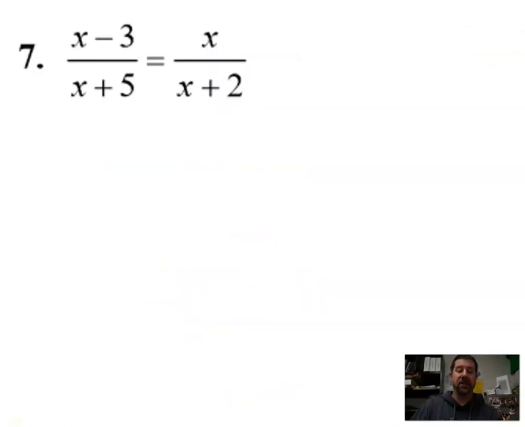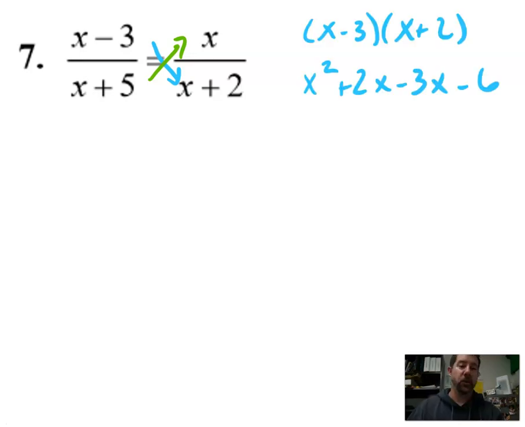All right, here we go on number 7, getting a little bit more exciting. One fraction equals another one, so we're going to cross multiply. I'm going to multiply those 2 things, and I'm going to multiply those 2 things. And then I'll do these on the side this time. So doing the 1 in blue here, x minus 3 times x plus 2, I'm going to double distribute, and I get x squared plus 2x minus 3x minus 6. Combine my like terms, and we get x squared minus x minus 6.